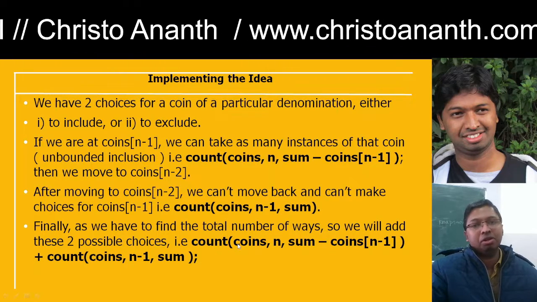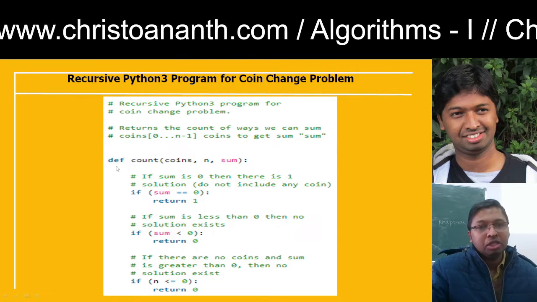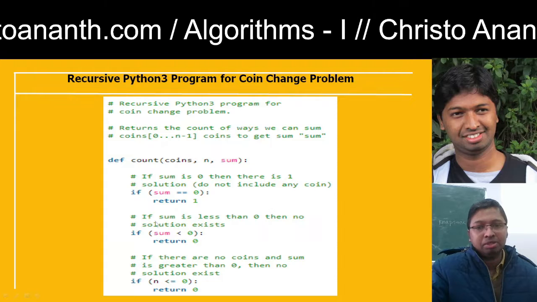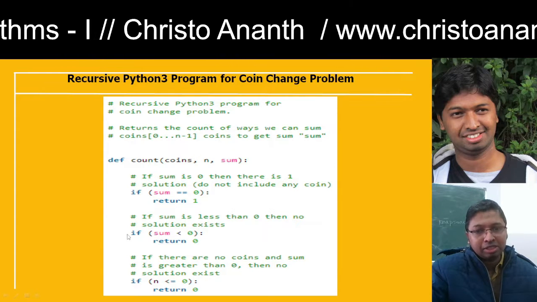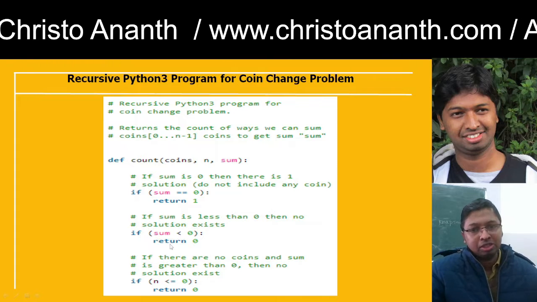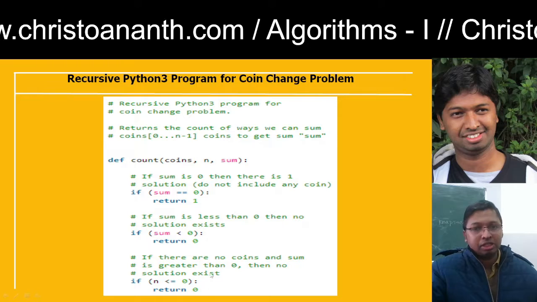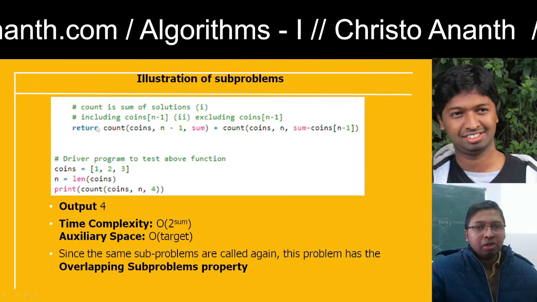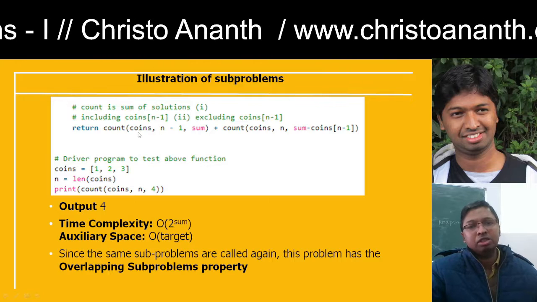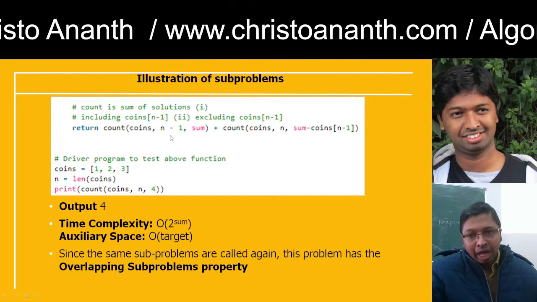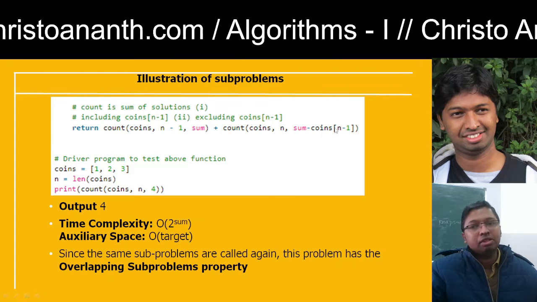So finally you are going to add them. This is what you are going to have in the program. Define count coins n comma sum. If the sum is equal to 0, then return 1. If the sum is less than 0, there is no solution, which means return 0. If n is less than or equal to 0, then return 0. Then you have the sum of the solution: return count coins n minus 1, sum, added with count coins n, sum minus coins of n minus 1.